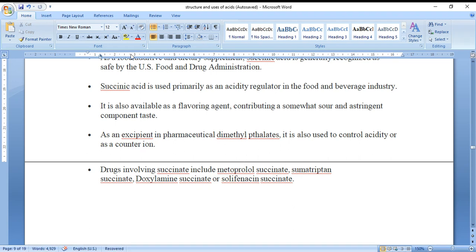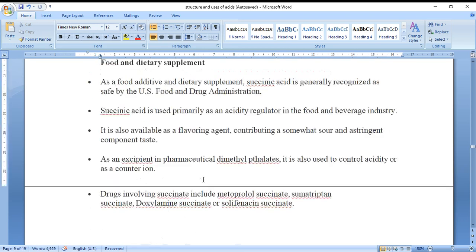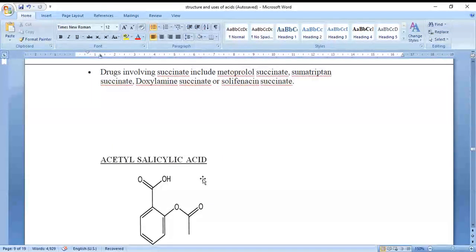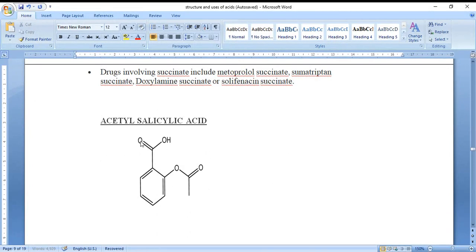So all these drugs can be synthesized from this succinic acid, that is metoprolol succinate, sumatriptan succinate, triptane succinate, doxylamine succinate, solifenacin succinate, okay. And the next one is acetyl salicylic acid. So just now we have discussed, before succinic acid, we have discussed the acetyl salicylic acid, isn't it?